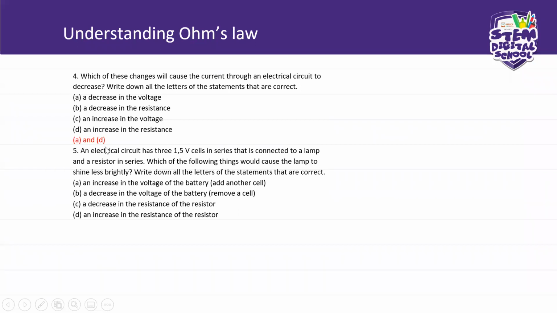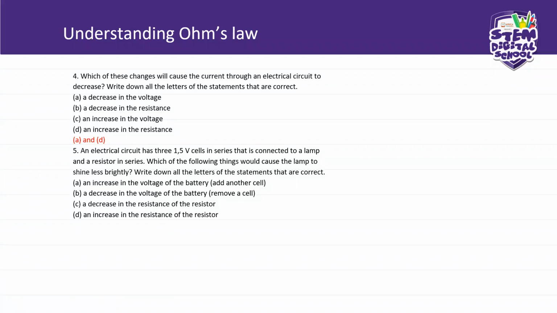It's A and D. A decrease in voltage will decrease current because they are married, eh? And also an increase in resistance. Remember, resistance restricts the flow of current. So these two things, a decrease in the voltage and an increase in the resistance, will decrease current.